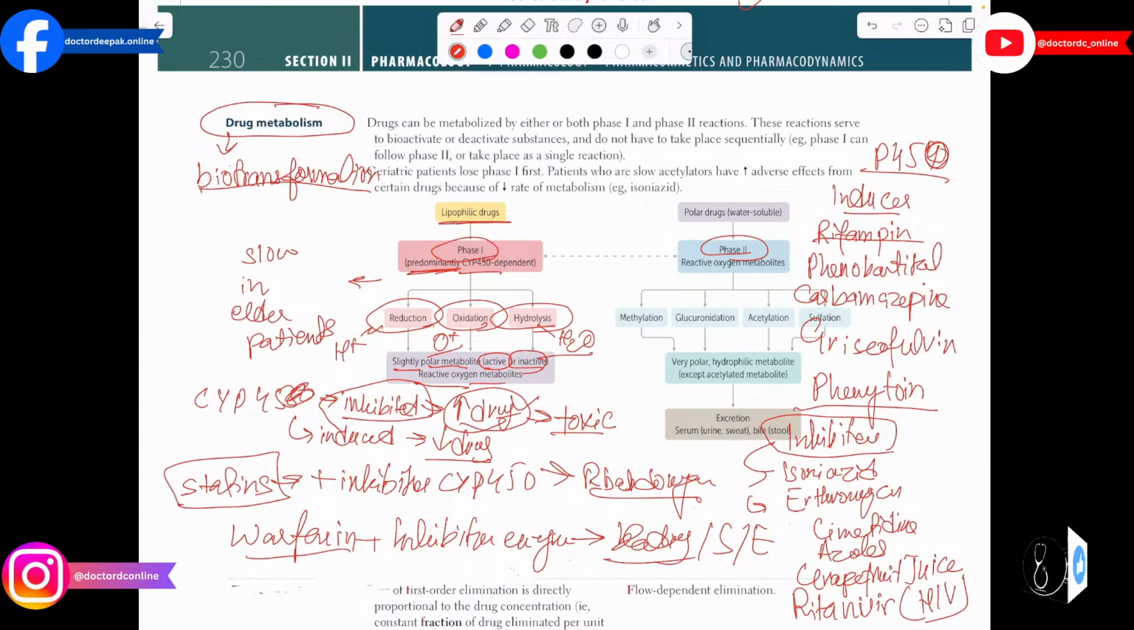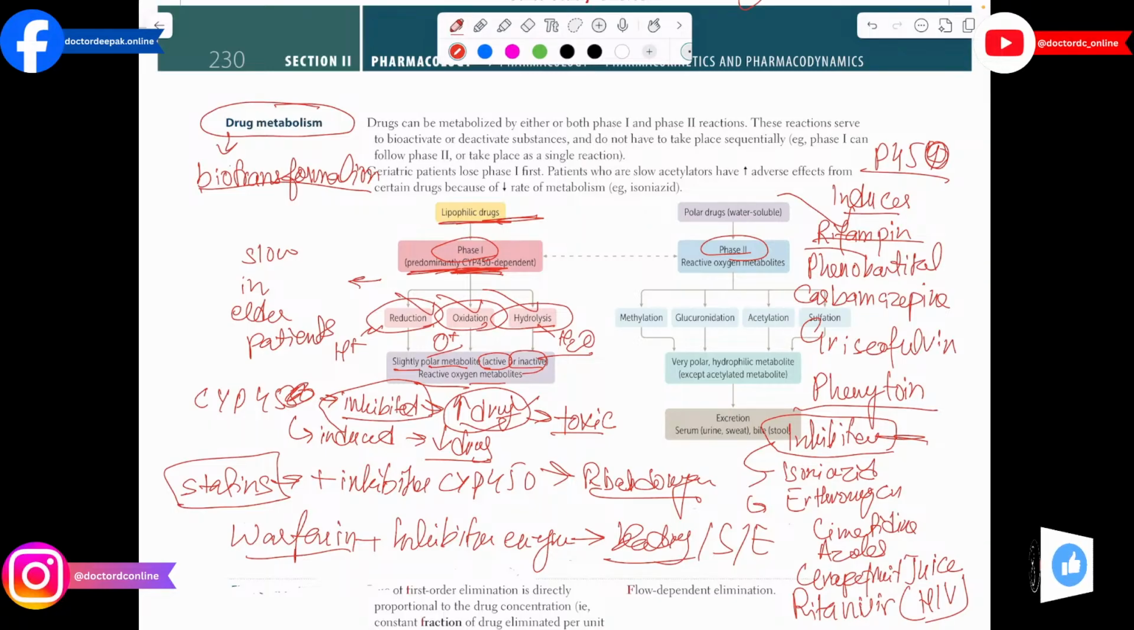Okay guys, that's all about phase 1, which predominantly depends on the cytochrome P450 enzyme, which can be induced by some drugs like rifampicin, phenobarbital, carbamazepine, etc., and also inhibited by some drugs like isoniazid, erythromycin, cimetidine, azoles, grapefruit juice, and ritonavir. And secondly, phase 1 includes reduction, oxidation, and hydrolysis of drug, making the lipophilic drug into a hydrophilic drug for excretion.